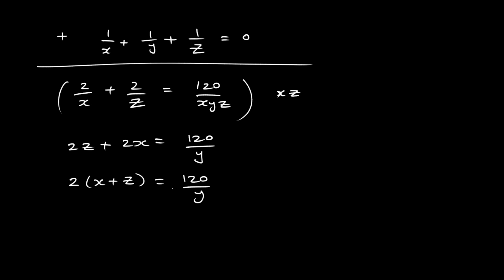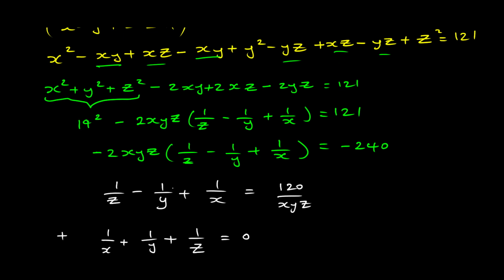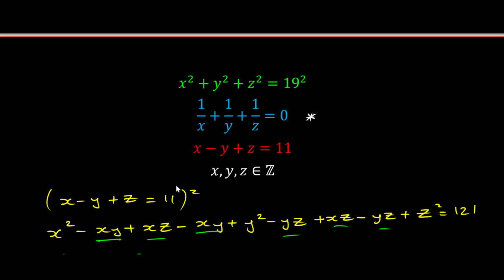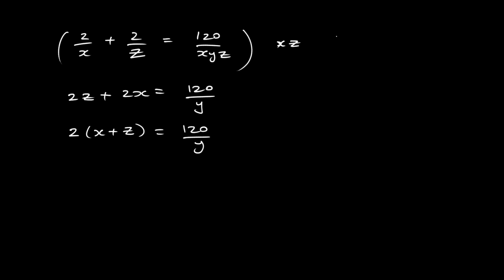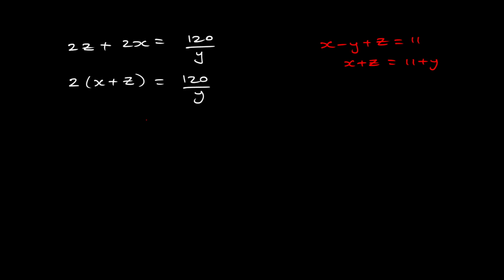All right, great. Now, also from the initial equation, which was given as x minus y plus z is equal to 11, we could say that x plus z is equal to 11 plus y. Now, seeing that we have x plus z here, we could substitute 11 plus y, so we would have one variable in our equation. So this would now be 11 plus y being equal to 120 over y.